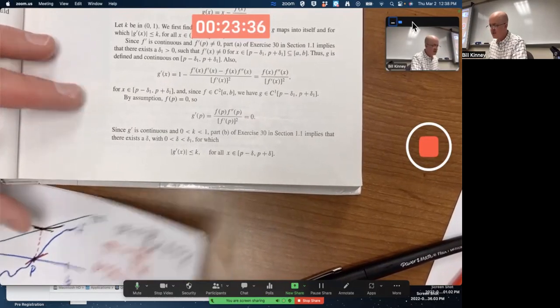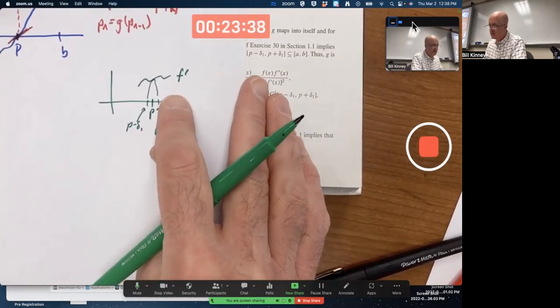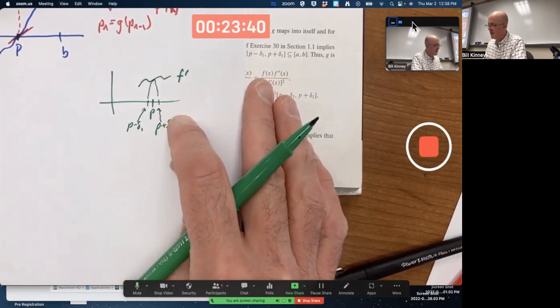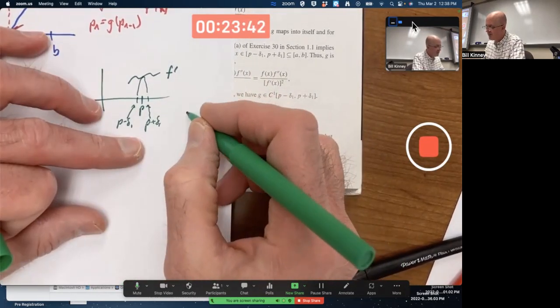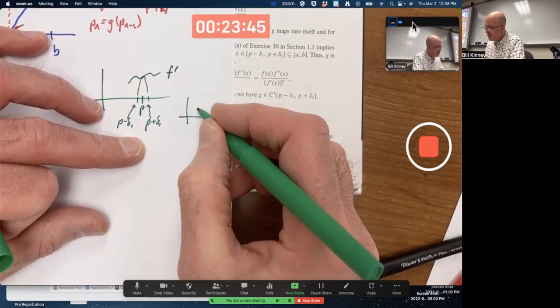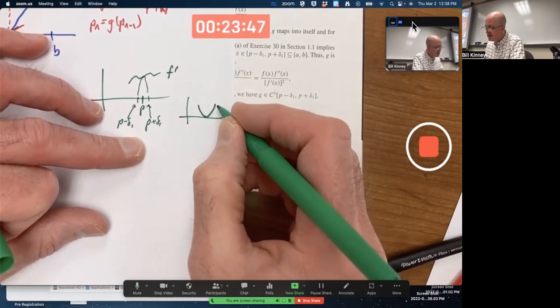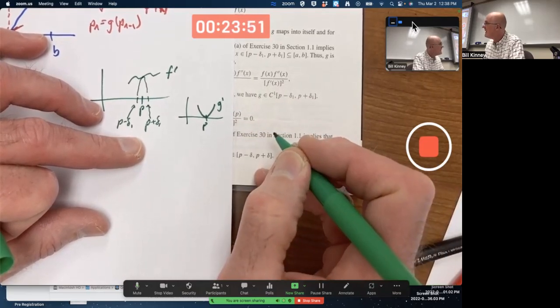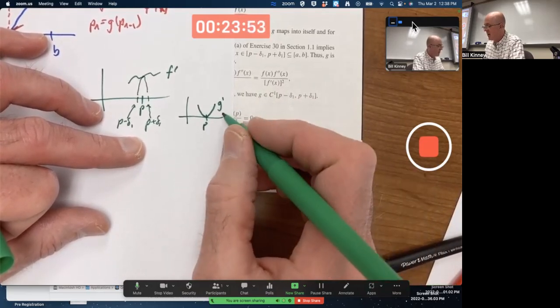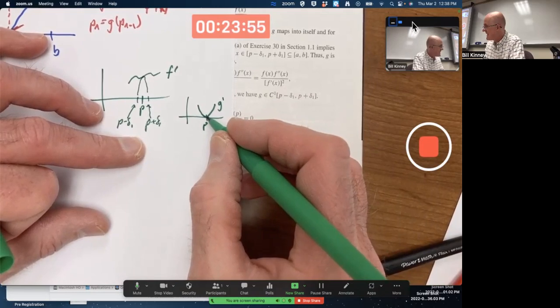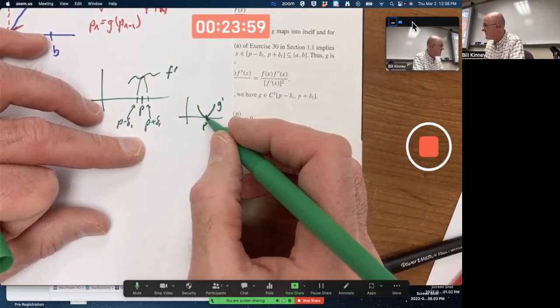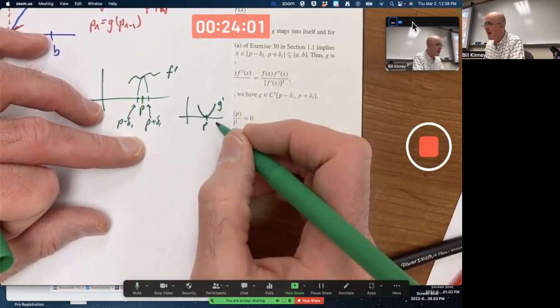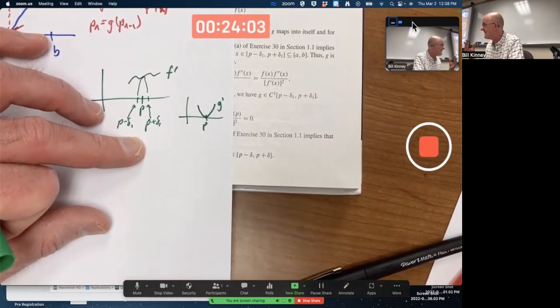It's kind of similar to this picture, except here we were trying to avoid being close to 0 with G prime of P is 0. But by continuity of G prime, if you move a little bit away from P, it may not equal 0 anymore, but it'll still be close to 0. It won't go too far away. And that's where you get the K.